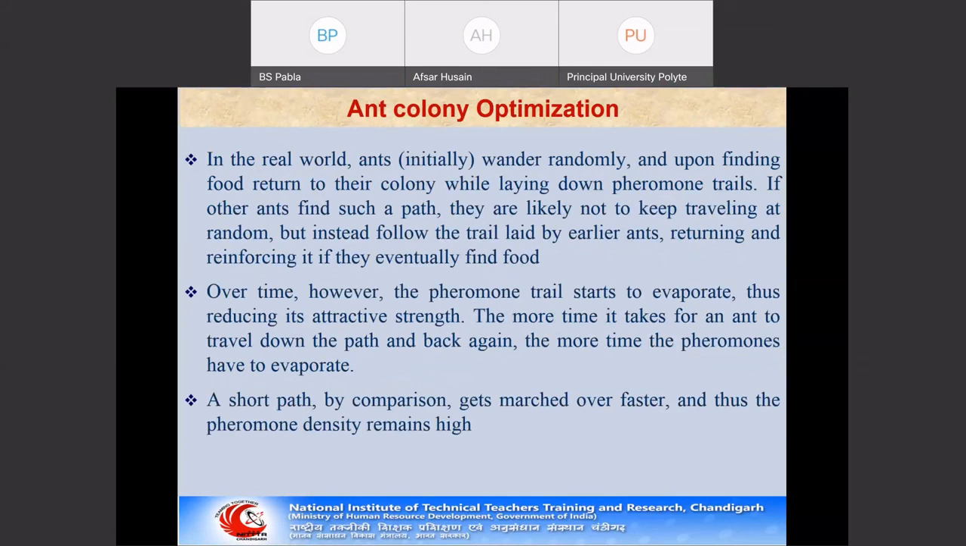This is what I said there. On finding food, they return, laying down pheromone. That means they leave small drops of liquid, which the other bees coming after that particular bee can smell, and they travel by the same path.